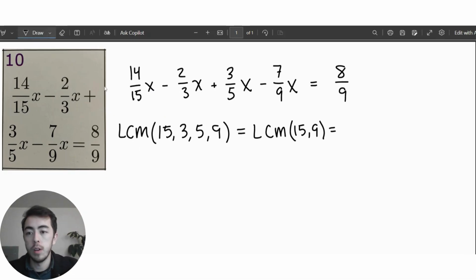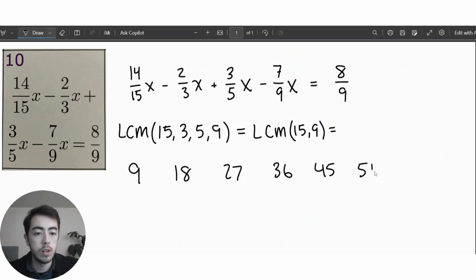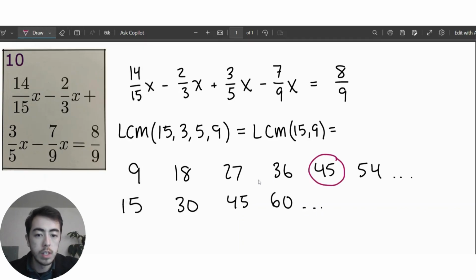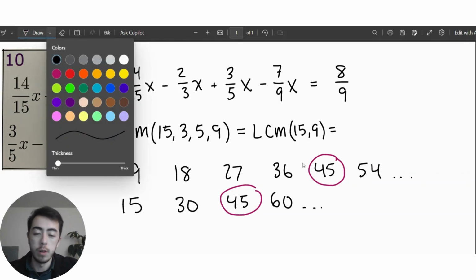So I'll count up by my 9s: 9, 18, 27, 36, 45, 54, and so on. Then I'll count up on my 15s: 15, 30, 45, 60, and oh, actually, I could have stopped a little bit sooner because these 45s line up, and there isn't anything earlier or less than 45 that's going to line up between the two lists. So 45 is a multiple of both, so it's a common multiple, and it's also the least one that I found, or the smallest.